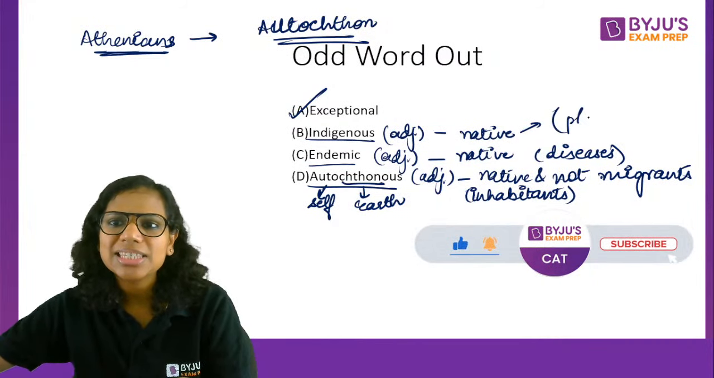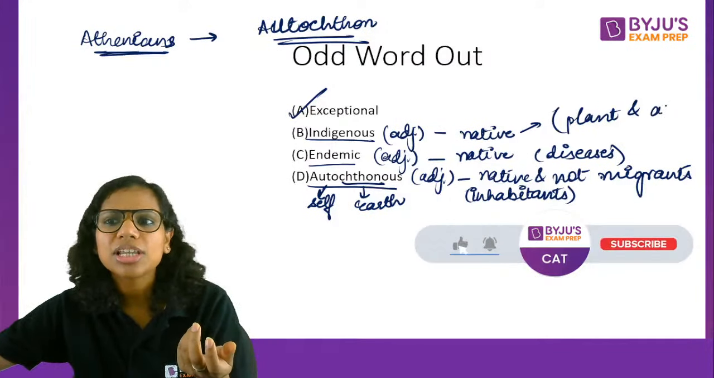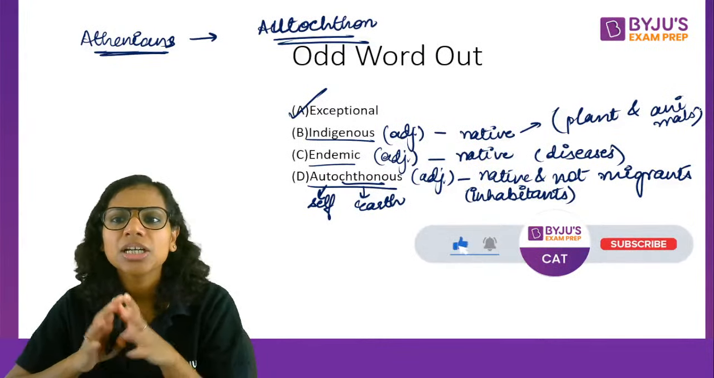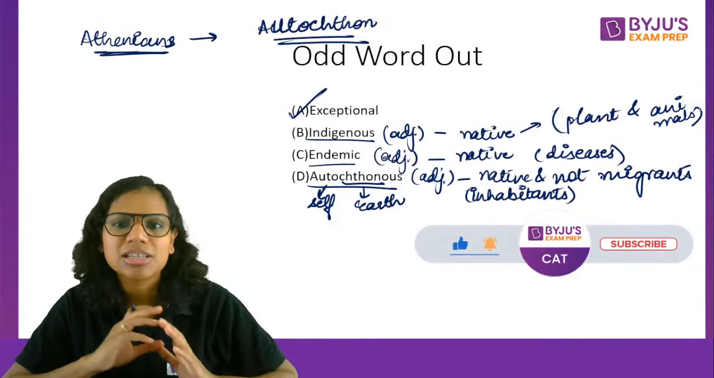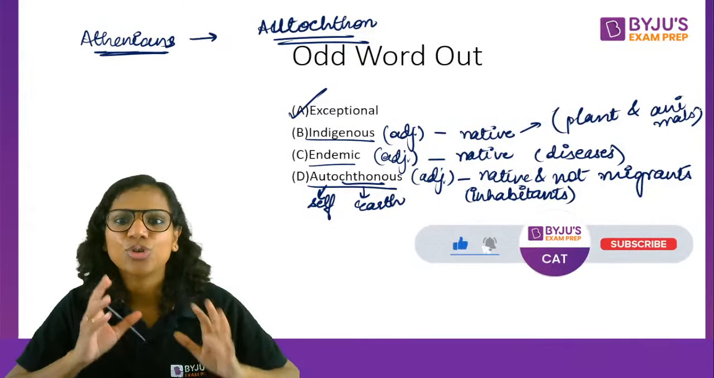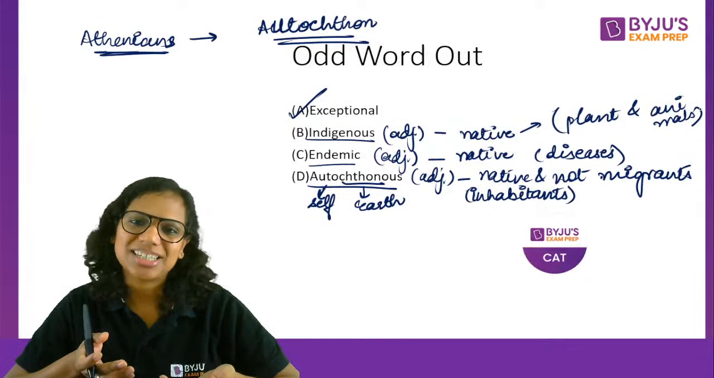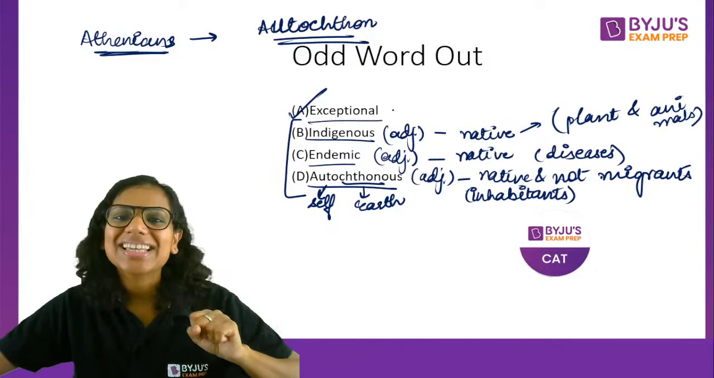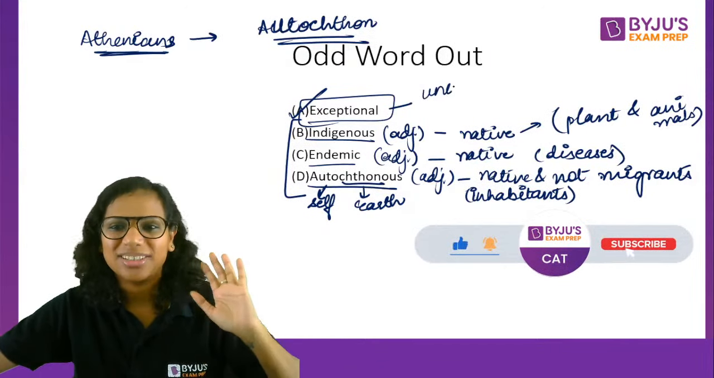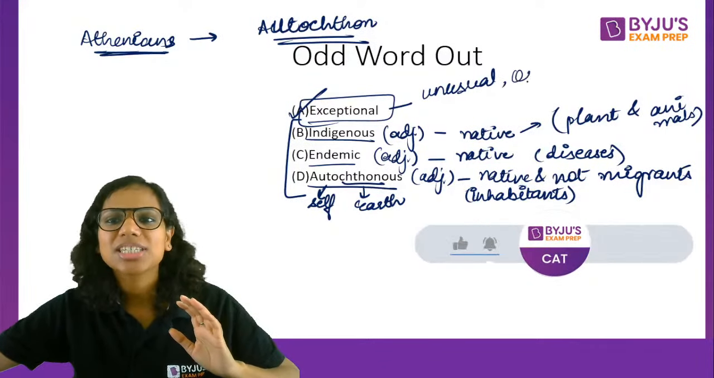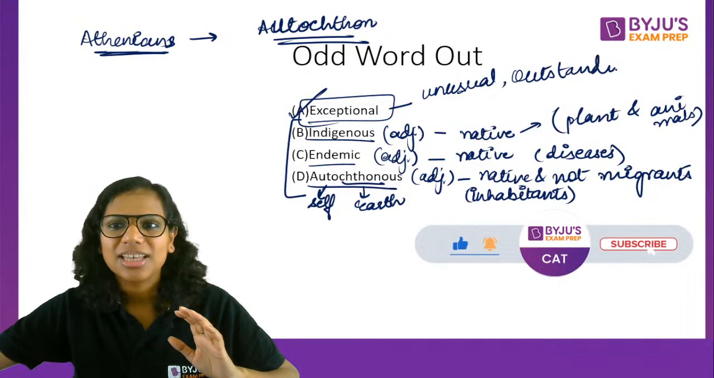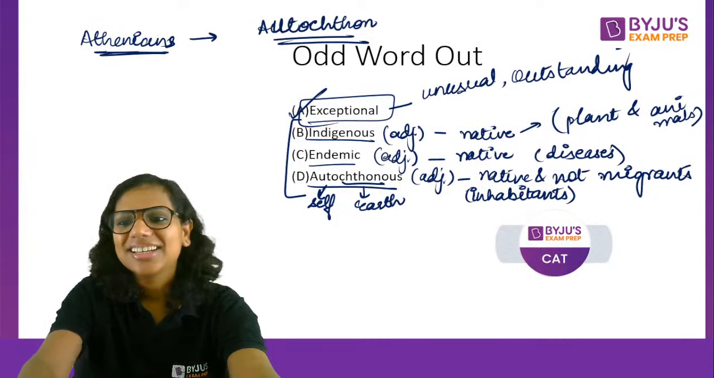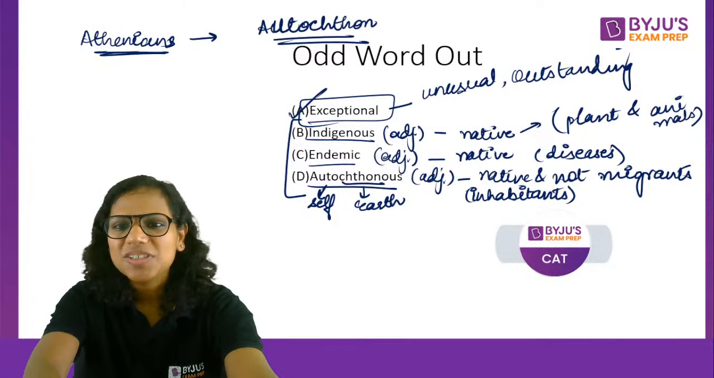So you see, very slight. I mean, they are more or less synonymous only, just that the usage varies. That's why I focused on this. That indigenous is mostly used for plants and animals, endemic mostly used for diseases, autochthonous mostly used for inhabitants. Right? So this is a group. Exceptional is something that is unusual. It is unusual. It's outstanding. That is exceptional, and that's why A is our answer. Right? Hope this is clear.